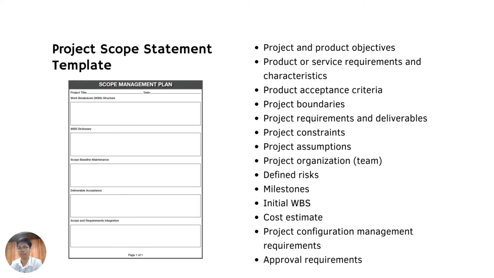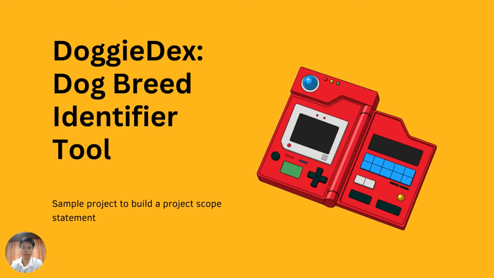In the slide, displayed are 14 steps that comprise how to accomplish the project scope. While some steps need to be done sequentially, many of these can actually occur in parallel. We will go through each of these. But while we go through each step, peppered on each step is a project scope statement of a fictional project on developing a dog breed identifier tool titled DoggyDex to help us with examples.